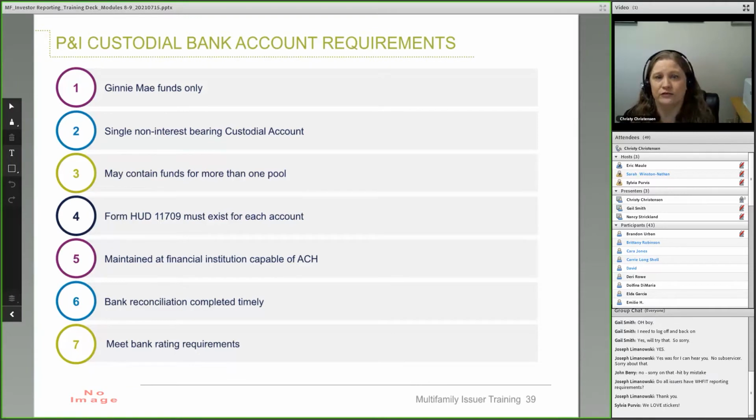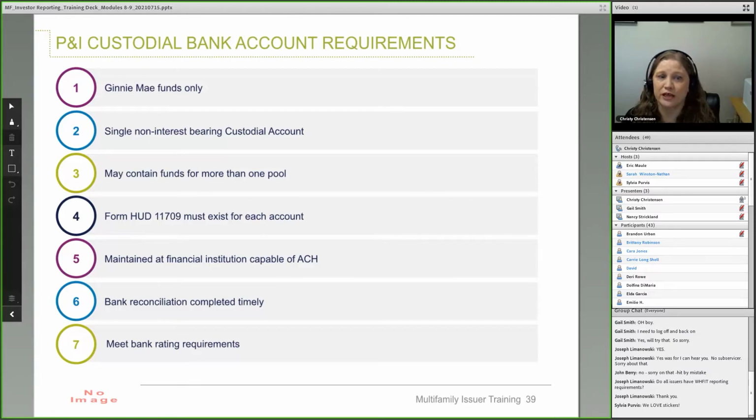P&I custodial accounts requirements are as follows. Ginnie Mae funds only, a single non-interest bearing custodial account, may contain funds for more than 1 pool, a HUD 11709 form must exist for each account, must be maintained at a financial institution capable of ACH, the bank recons must be completed timely, and it must meet the bank rating requirements for CAFs.